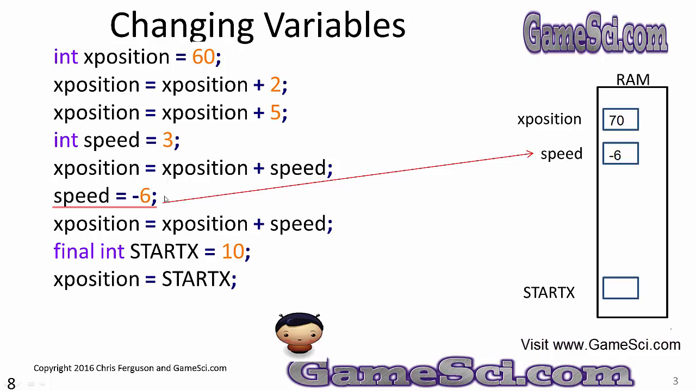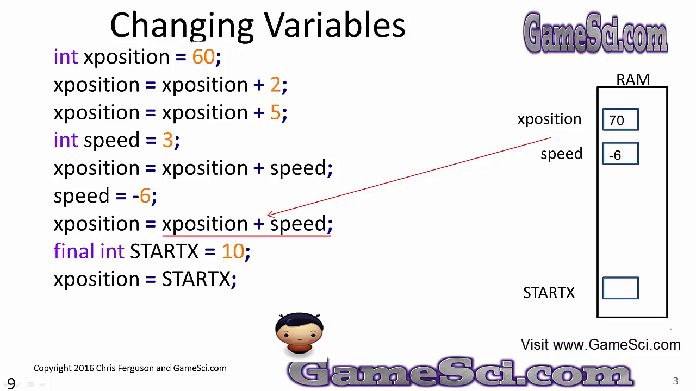So now, not only can speed control the pace in which the character moves, but it can control the direction of the character. A negative number will move the character to the left. At the speed of -6, I'll go down and execute the next line of code. Once again, I'll pull the 70 out of X position. I'll pull the -6 out of speed, and those will be my left and right operand. 70 plus -6 is 64.